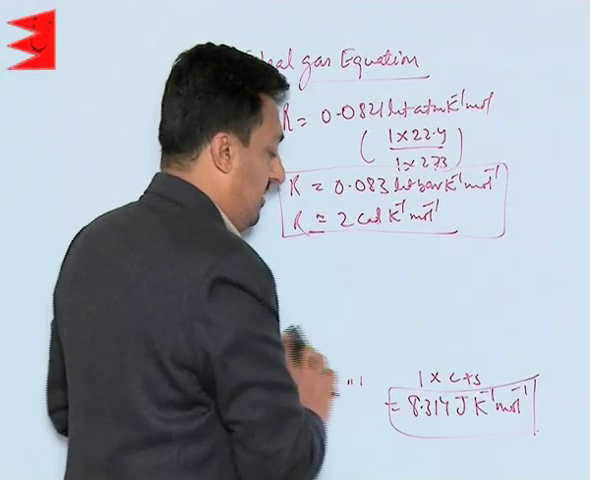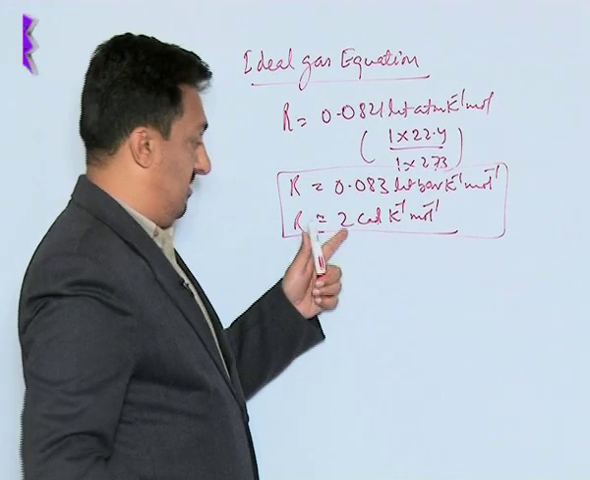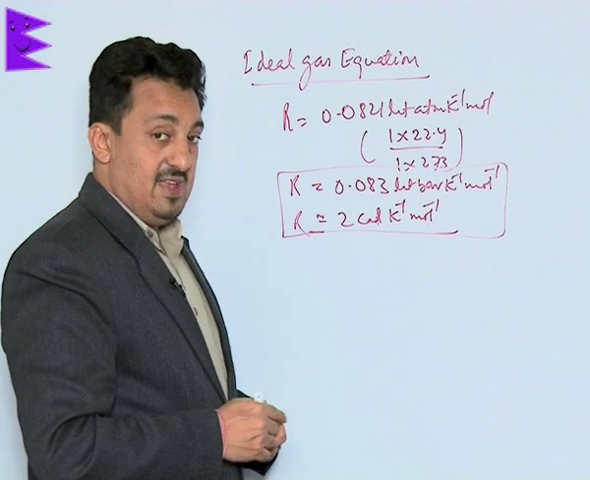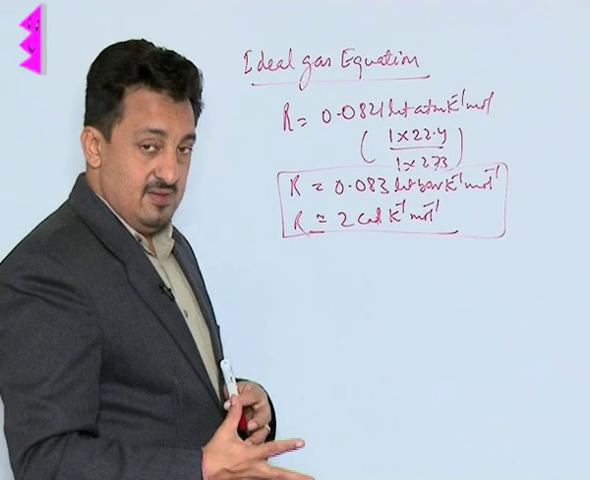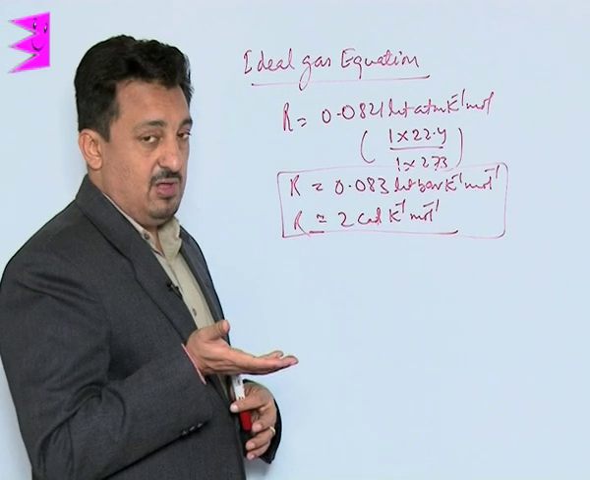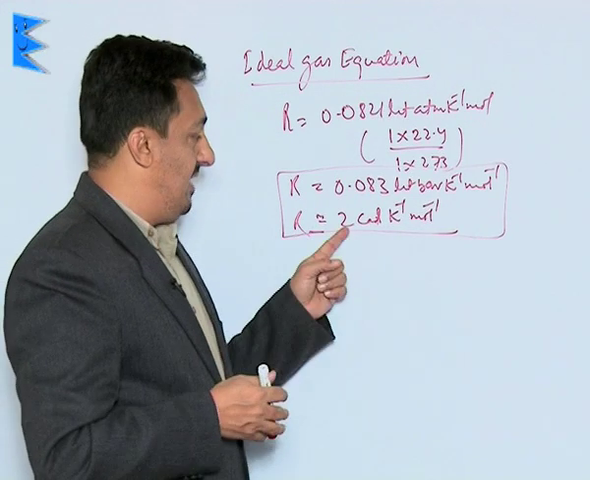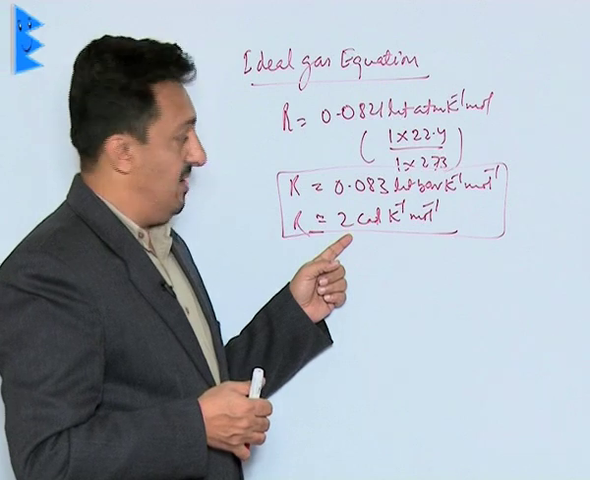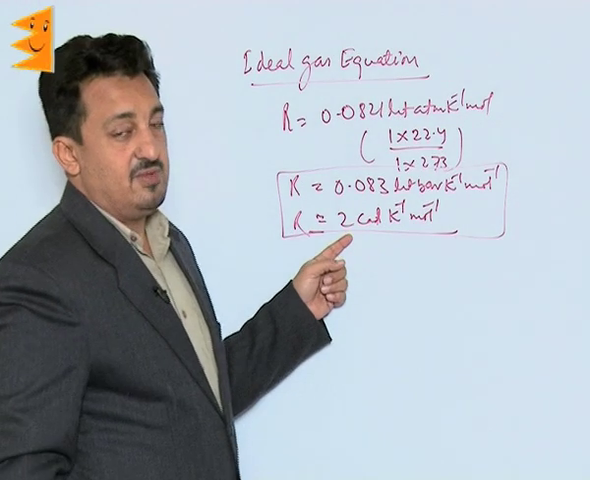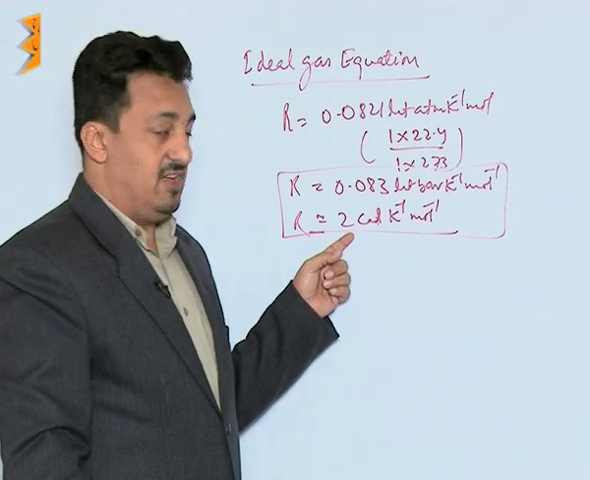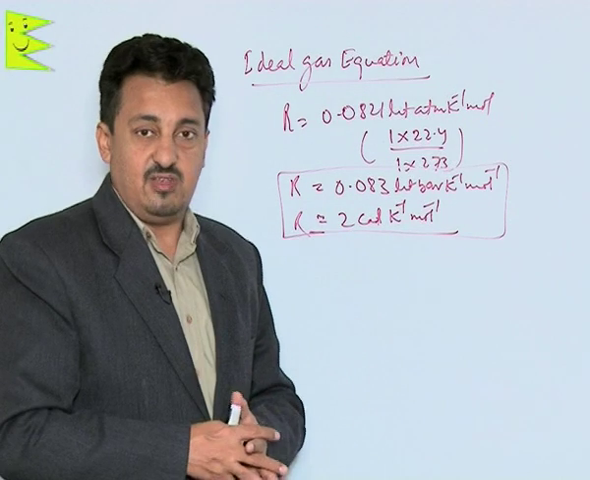Another important thing about this gas law is that from this formula we can find out that R is actually the amount of work done to raise the temperature of 1 mole of a gas by 1 Kelvin. That's the amount of energy required to raise its temperature by 1 Kelvin for 1 mole of a gas. So that's the significance of R.